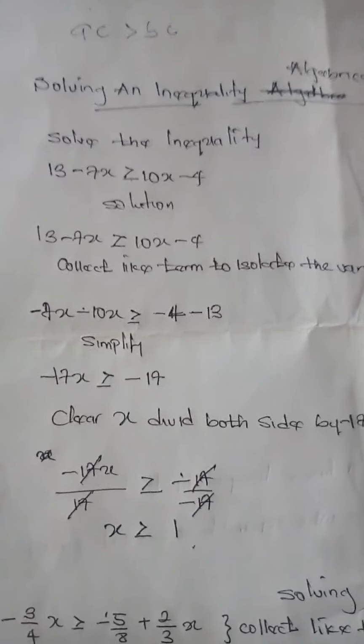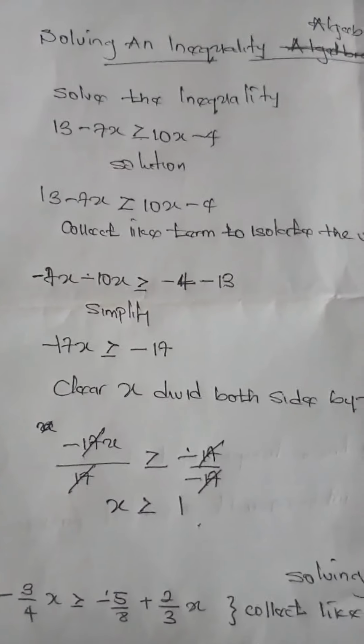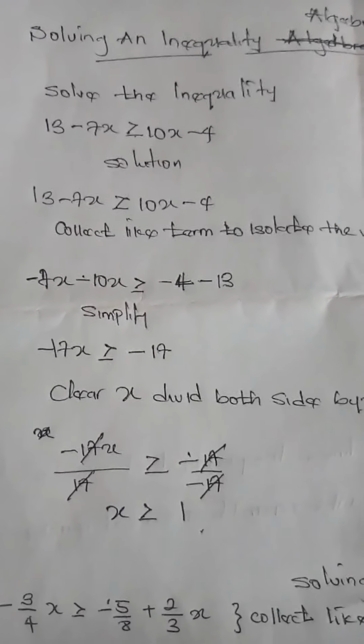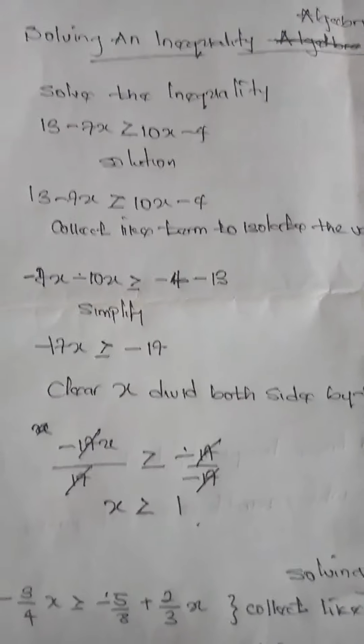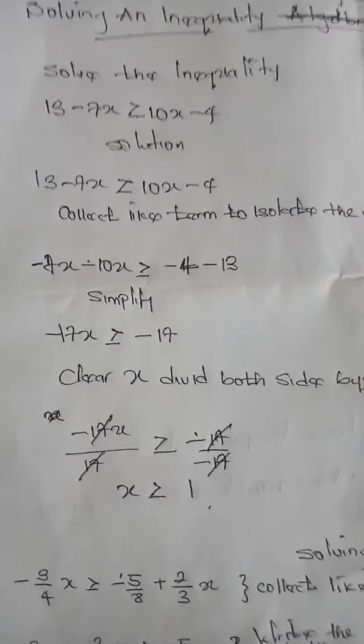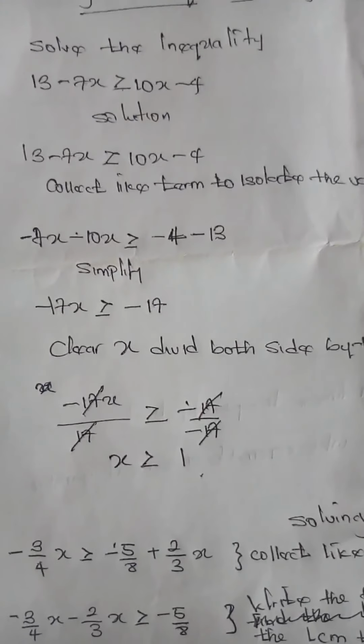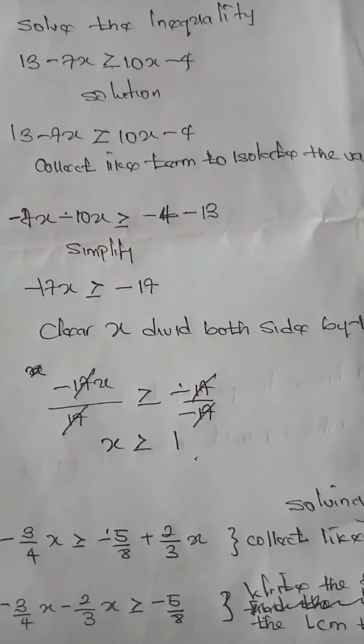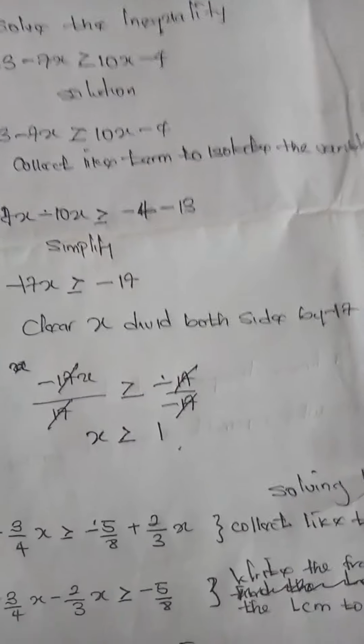Then we simplify. Once simplified, we got this answer: minus 17x is greater than or equal to minus 17. Now to clear x, we divide both sides by minus 17. When you divide minus 17 by minus 17 on the other side, x is greater than or equal to 1, and that will be our final answer.